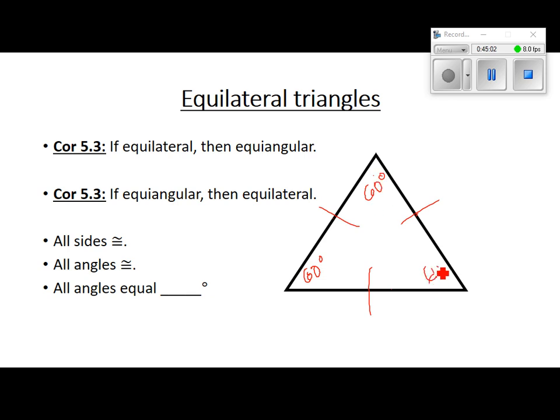Anybody know of a shape out in the real world that's an equilateral triangle? Like the hazard sign on the back of an Amish buggy. Any signs along the road that are a yield kind of hazard sign. That triangle right there.